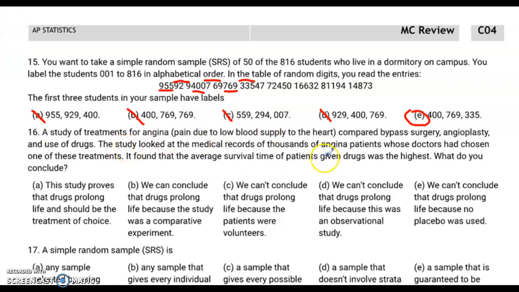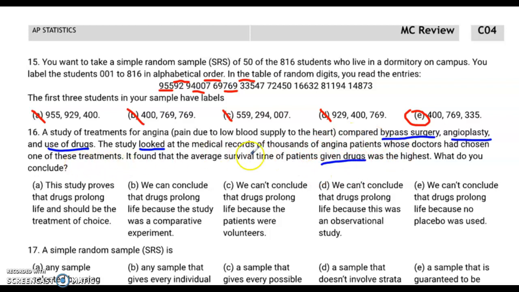For number 16, we're looking at different patients of different doctors, and the study is looking, keep that one in mind, at the medical records of thousands of these patients whose doctors had chosen one of the treatments. All the treatments involved were bypass surgery, angioplasty, and use of drugs, and they determined that the average survival time was highest for folks that were given drugs. I guess specifically, we're talking about heart drugs, not any of the other crazy stuff.